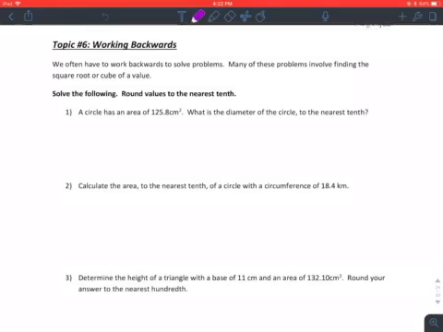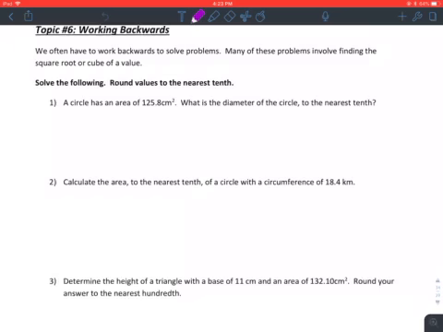Okay, today we're going to look at a topic called working backwards, and the idea behind it is now you're going to be given the total, either area, surface area, volume, something like that, and be asked to manipulate that formula to work backwards to figure out the dimensions of the shape you're working with. It's very, very similar to solving equations, which you looked at in junior high, but now they become a little bit more complicated.